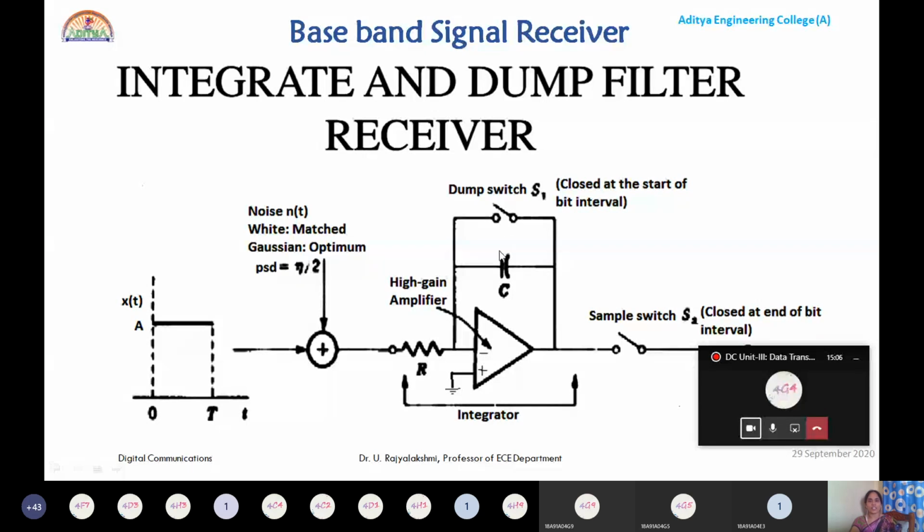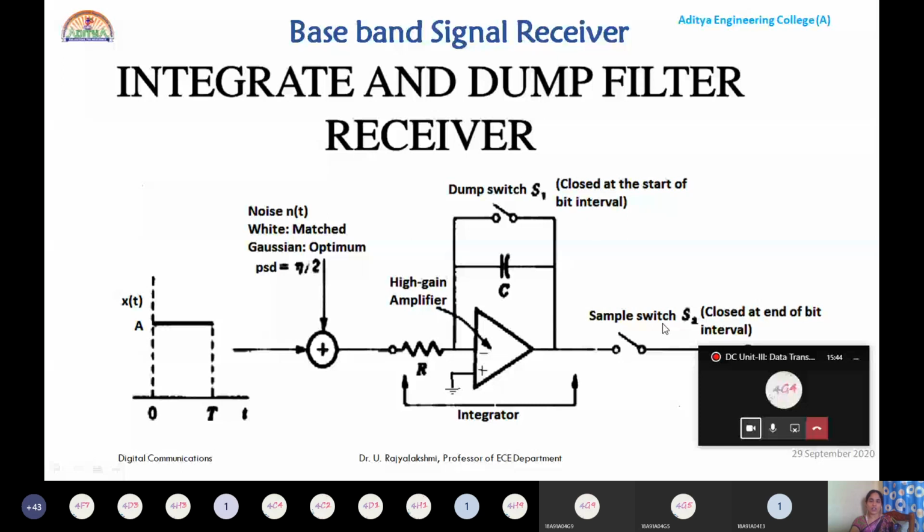Now here, other than this 741 and its external connection, we have two switches. One is the S1 switch and the other is S2. Here, the S1 switch is generally called the dump switch, and S2 is called the sample switch. See here, for example, if you consider this as one sample interval, from 0 to T, you are transmitting one particular bit. So this can be used for ASK, FSK or PSK transmission techniques, binary transmission techniques.